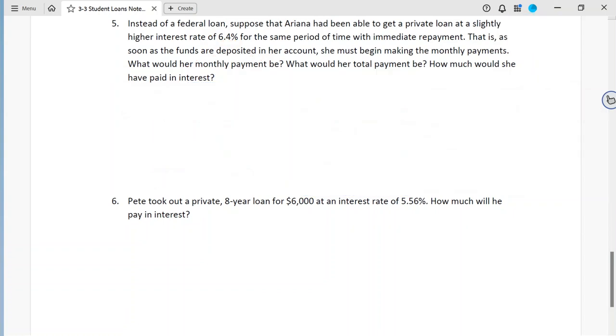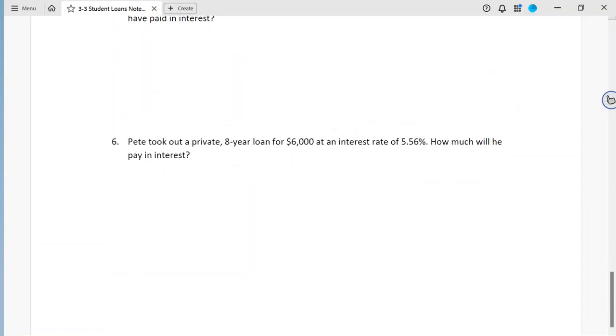Okay, so here we go. So let's see here. We first got to figure out how much the monthly payments are. Okay, so he's borrowed $6,000. The interest rate, if I go boop, boop, 0.0556 is his interest rate.